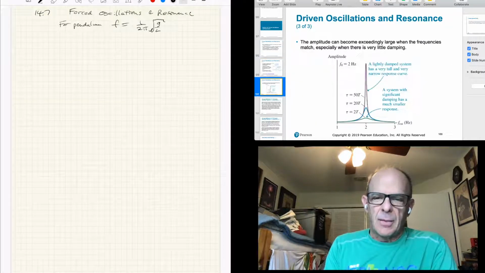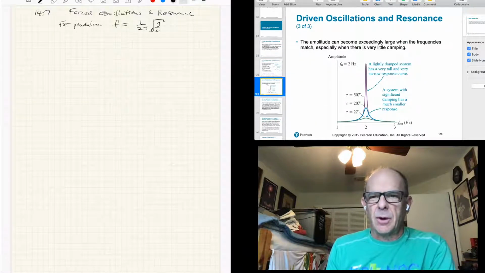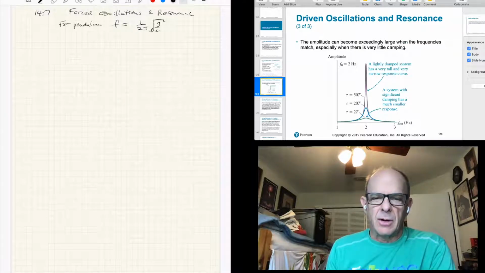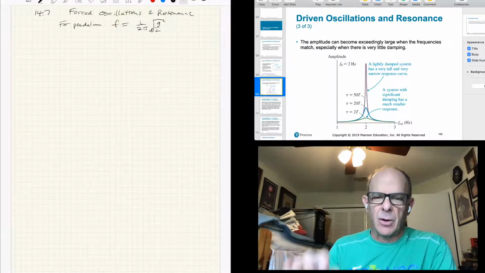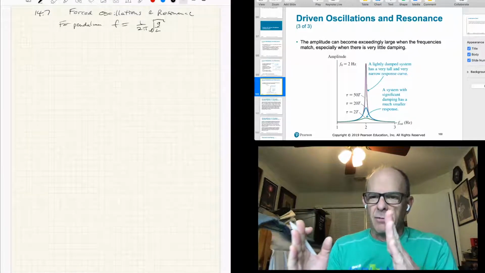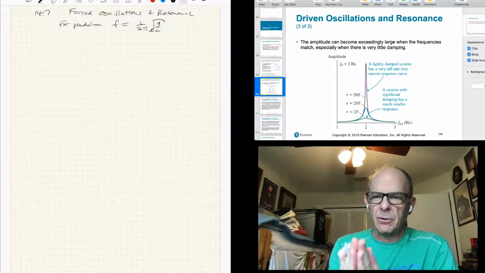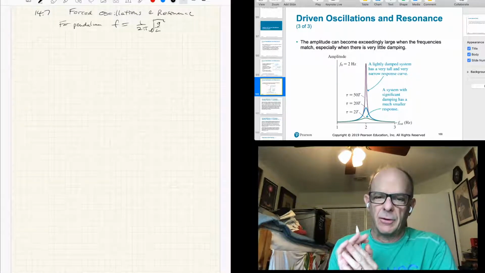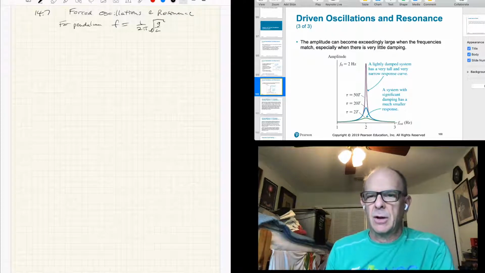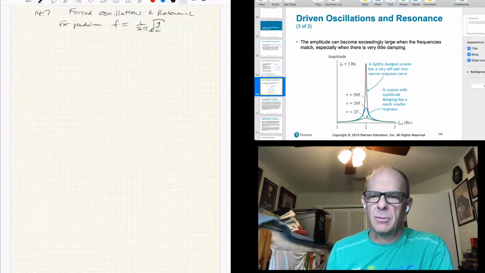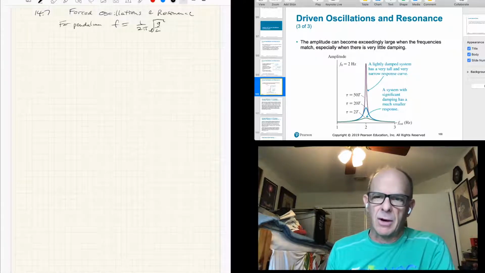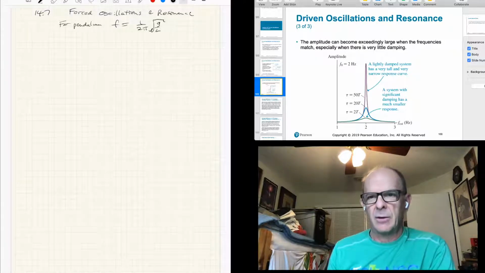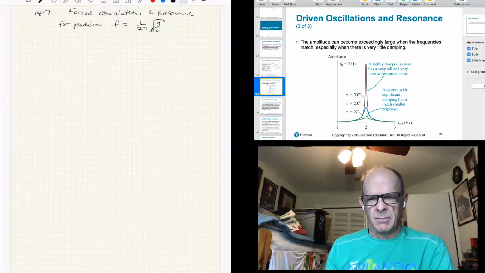So what these figures are showing in the slides here are how the amplitude of the motion of a simple harmonic oscillator gets very large as the forcing frequency gets close to the natural frequency of the system. Now the difference between these different colored curves here has to do with how damped the system is, and we're skipping the details on damping, which are covered in section 14.6.